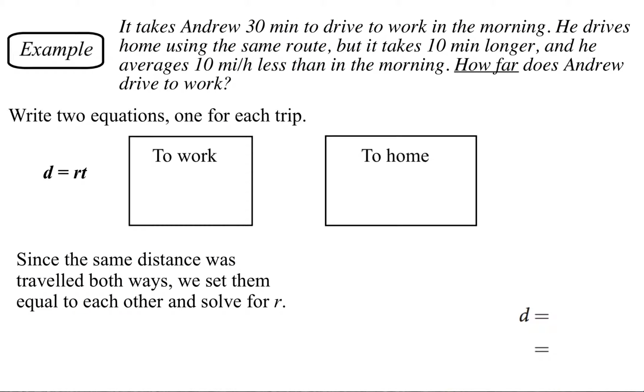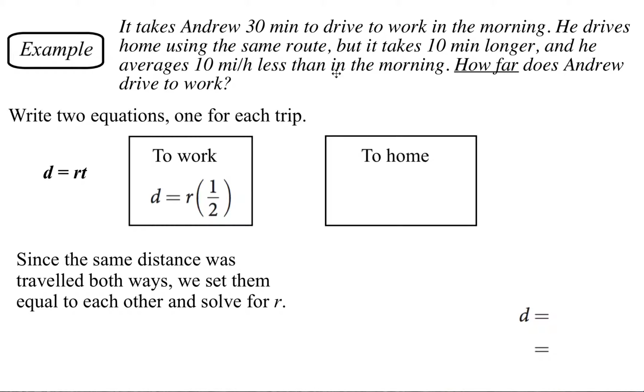Last example here. It takes Andrew 30 minutes to drive to work in the morning. He drives home using the same route, but takes 10 minutes longer, and he averages 10 miles per hour less than in the morning. How far does Andrew drive to work? We're looking for the distance, right? We're looking for how far he drives. So we're going to write two equations, one for each trip. On his way to work, his distance is his rate times his time. Well, we don't know what his rate is, okay? But we know that his time takes 30 minutes. And we're going to write that in terms of hours. So you could use 0.5 or you could use the fraction 1/2.